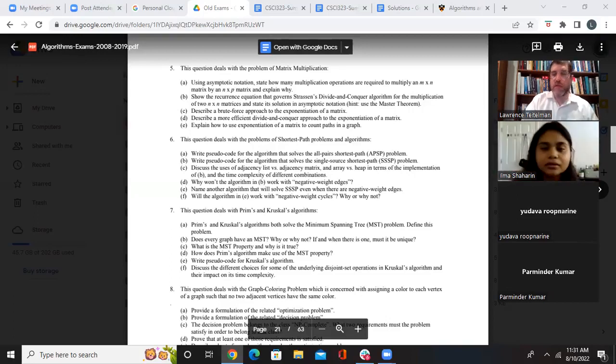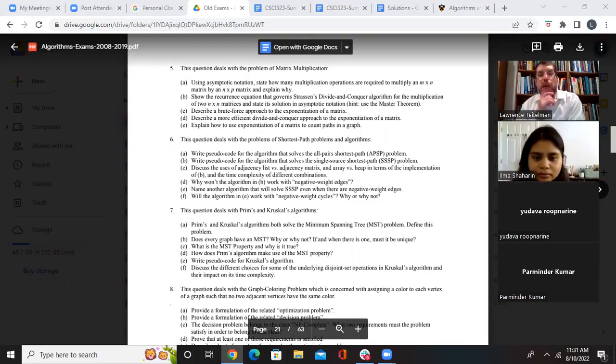N cubed. Yeah, and multiplying by p, p is the number of times, right? P is the power. So the power will often be n, but it depends on what p is. Okay.